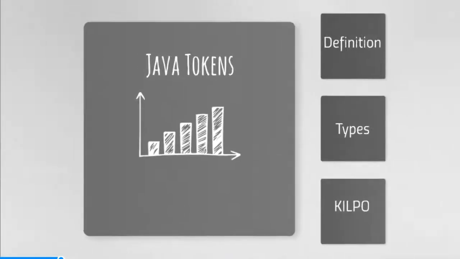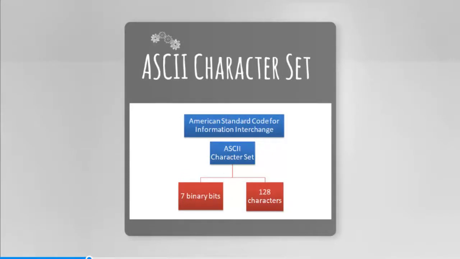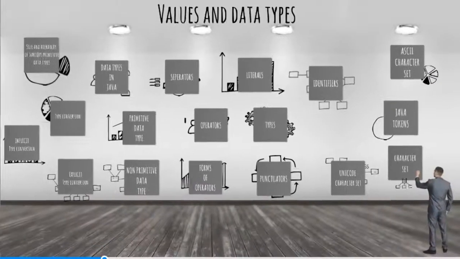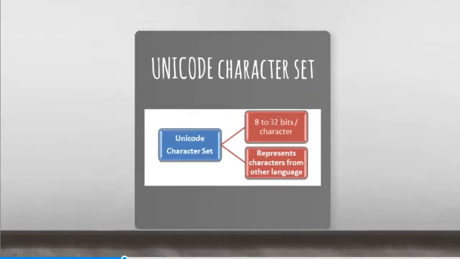The next one we are going to see is the ASCII character set. American Standard Code for Information Interchange is the expansion of ASCII. It is a 7-bit binary code with 128 characters. And the next one is Unicode characters. Unicode is 8 to 32-bit character and it represents characters from other languages also.